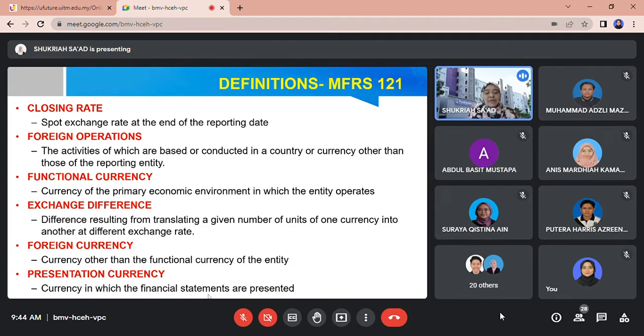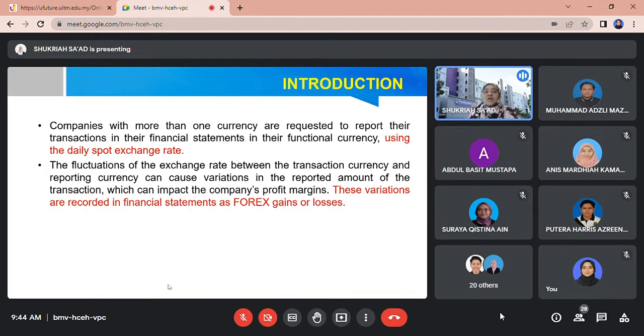Sebab holding company is the one who will prepare the financial statement. So of course kita akan guna what will be the currency of the holding company. So normally holding company adalah presentation currency. Kalau holding company punya currency is ringgit Malaysia, so presentation currency also will be in ringgit Malaysia. Okay, so in order to translate, kita akan guna daily spot exchange rate.